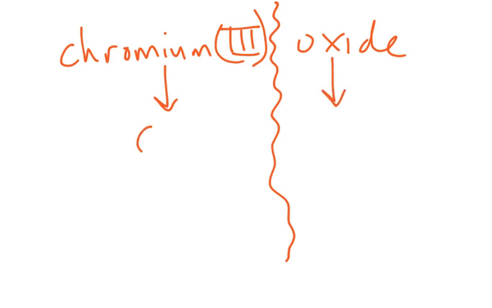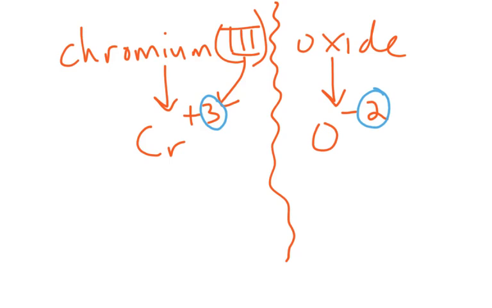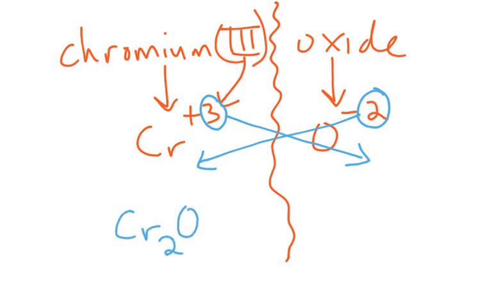Chromium 3 is Cr plus 3. Remember that Roman numeral is telling us the charge. It's not telling us how many chromiums there are, it's telling us the charge. Oxide is O minus 2. And just like with type 1 compounds, we're going to circle the number, not the charge, just the number, and then we're going to cross those over. And so chromium 3 oxide is Cr2O3. So there's the answer for D on the practice set.